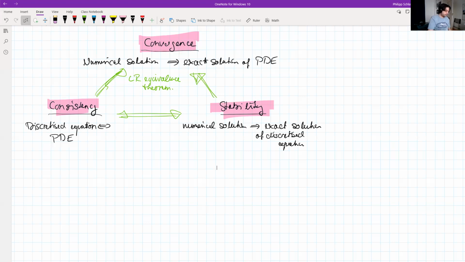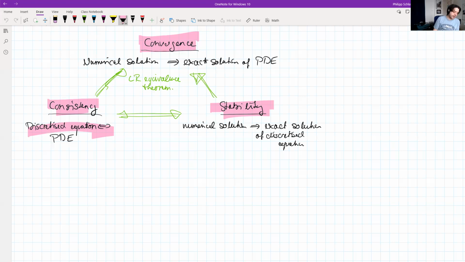Consistency is written here. There, the idea is that we do not consider the solution. We just make sure that the discretized equation is consistent with the partial differential equation that we want to solve. That means that if we grid refine, we recover the partial differential equation. That's the idea of consistency. And of course, it makes sense that we need to approximate the right equation.